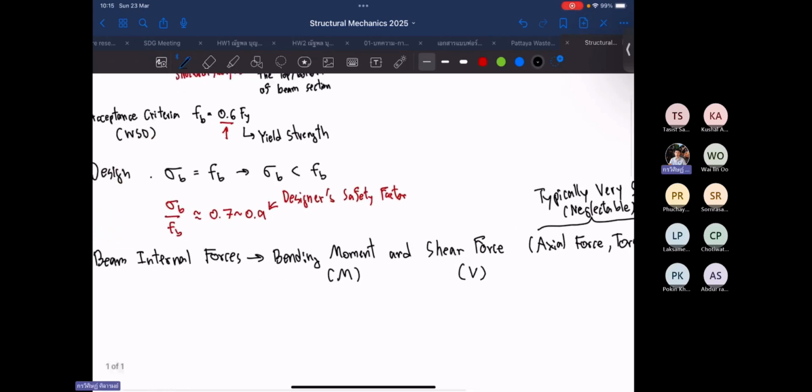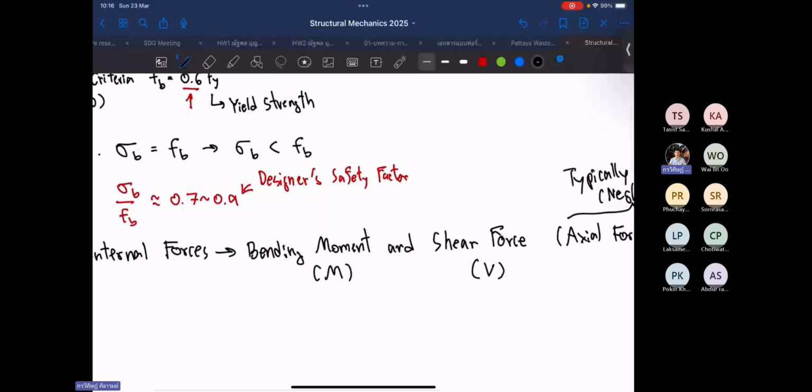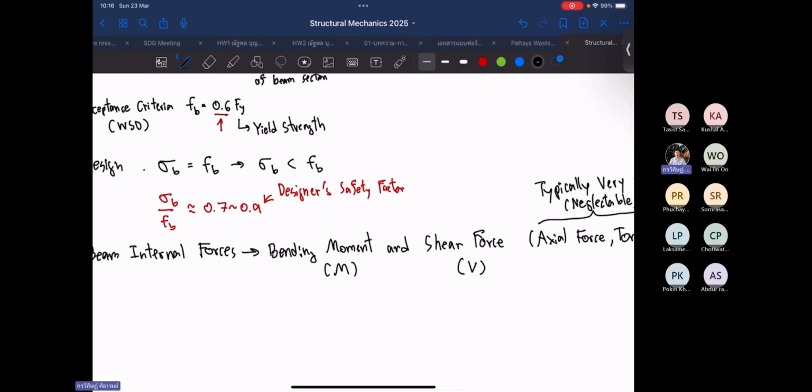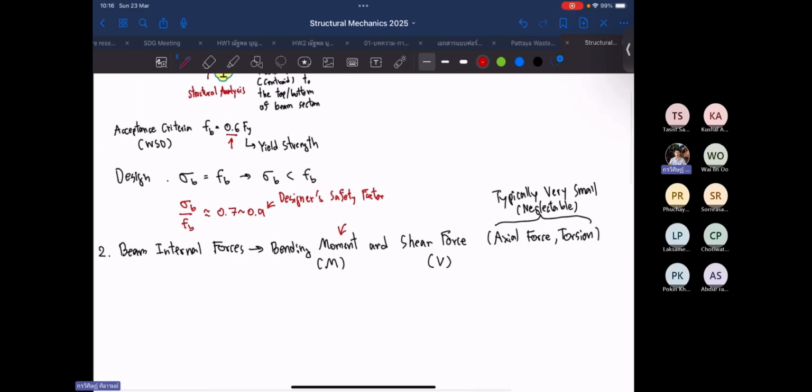And also, even if you design using the bending moment and shear force, most of the time the structure will fail under the bending moment criteria. In other words, if you design so that it can pass the bending moment criteria, you can typically automatically pass the shear force criteria. But anyway, we have to perform the calculation check of both criteria. But for design, we focus on this parameter.